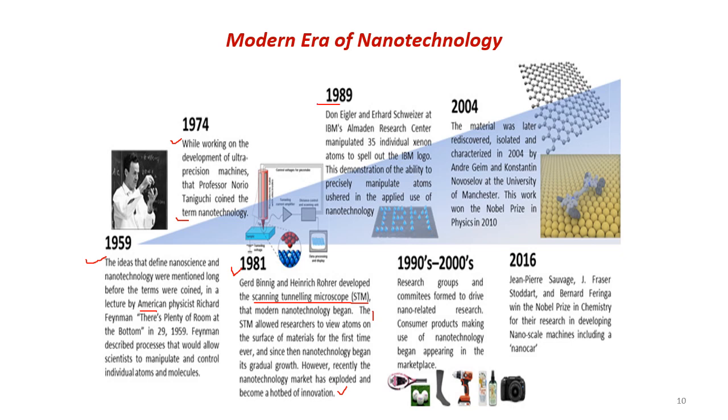In the year 1989, Don Eigler and Erhard Schweizer at IBM Research Center manipulated 35 individual xenon atoms to spell the IBM logo. This was a demonstration which showed the ability of precisely manipulating atoms and the usage of nanotechnology.